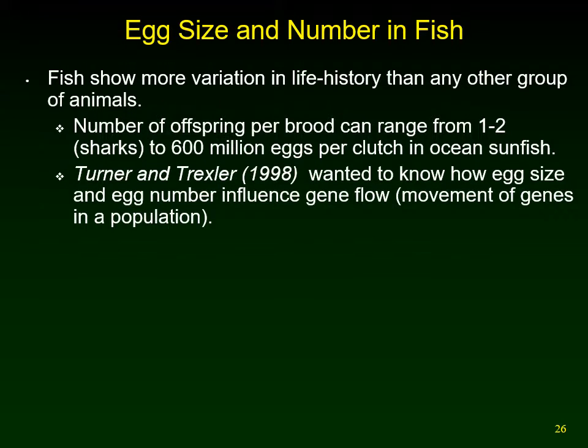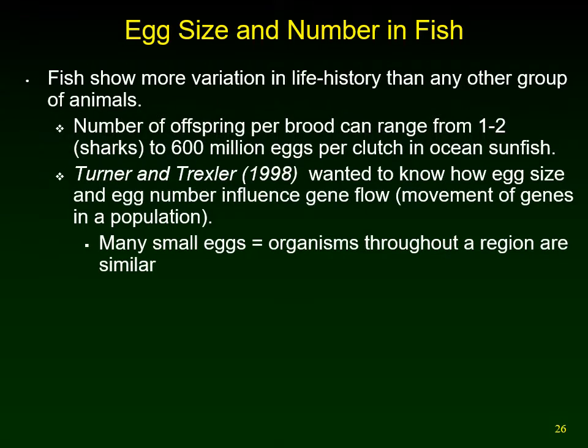Now, a study by Turner and Trexler wanted to see how egg size and egg number influence gene flow, or movement of genes, in a population. And what they found is that if a species has many small eggs, then if you look at all the organisms in a certain region, they tend to be very similar. So if a species lays a lot of small eggs, there's a lot of mixing of genes within a population, and the organisms all tend to be very similar.